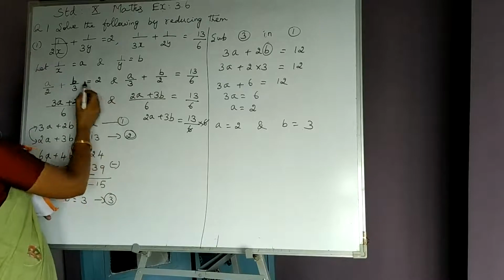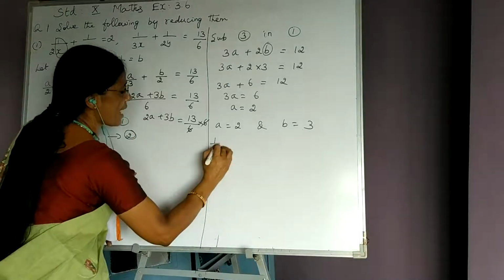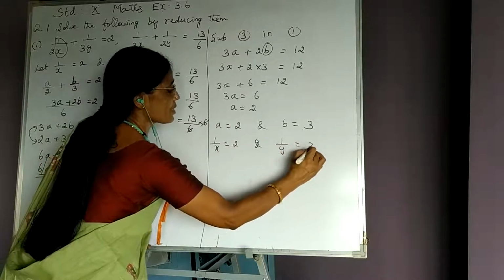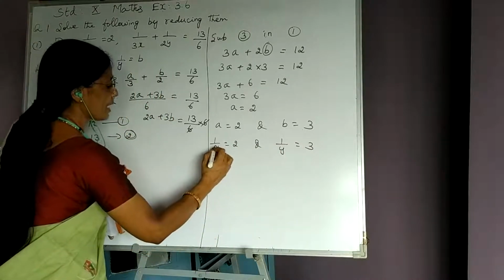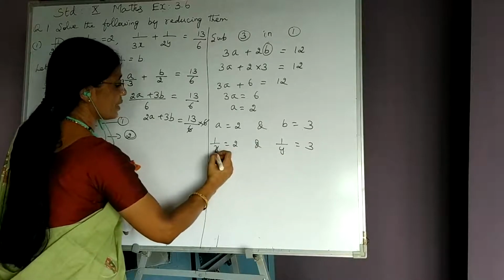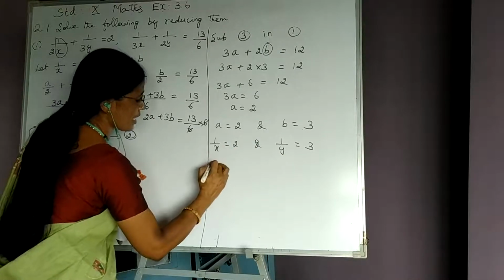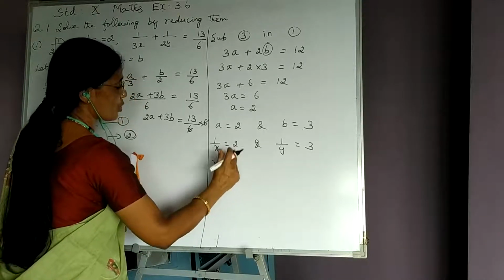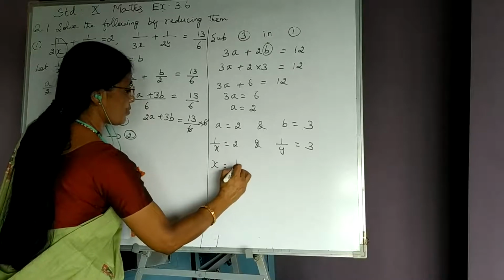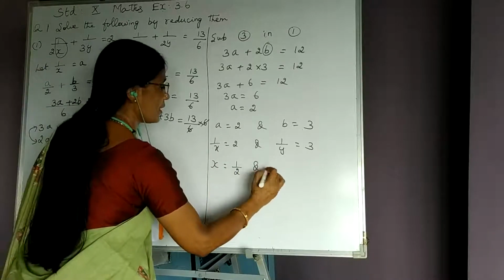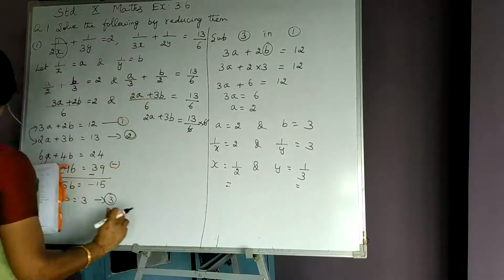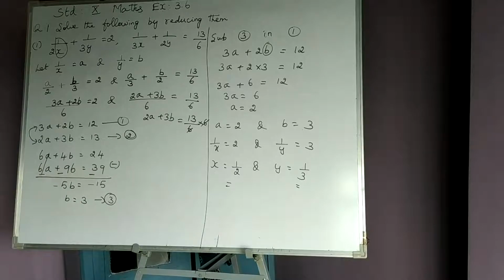But what is the substitution we have taken for a? It is 1 upon x. So 1 upon x equal to 2 and 1 upon y is equal to 3. Taking reciprocal, we want x and y in the numerator. So I take reciprocal of 1 upon x, becomes x. Hence we should take reciprocal on the other side also. Reciprocal of 2 becomes 1 upon 2. Similarly, y becomes 1 upon 3. Therefore, the values of x and y are 1 upon 2 and 1 upon 3.